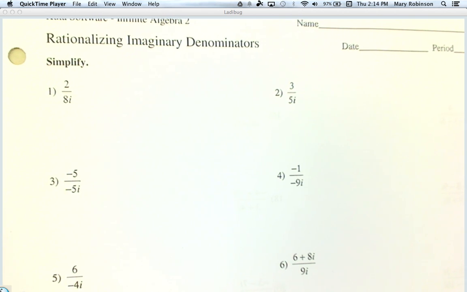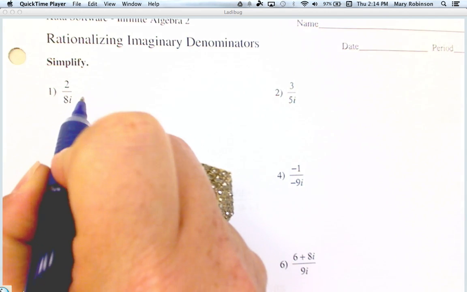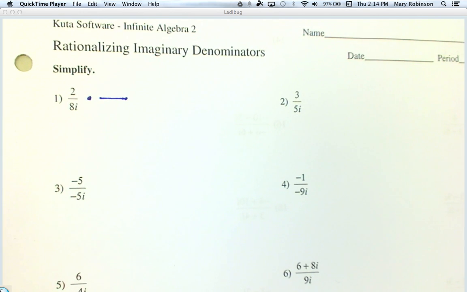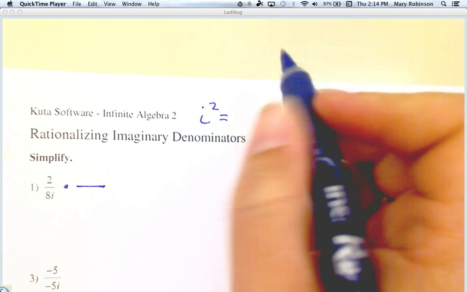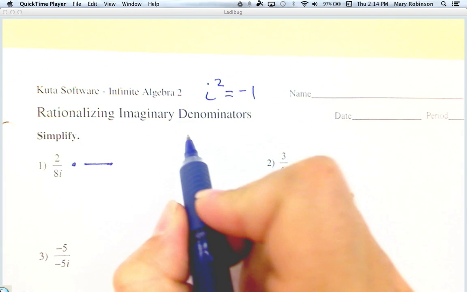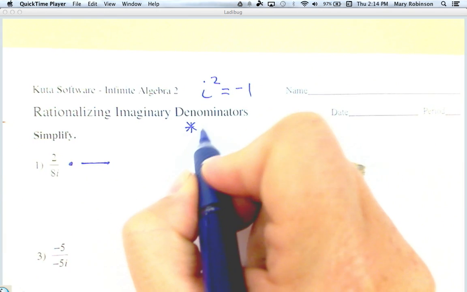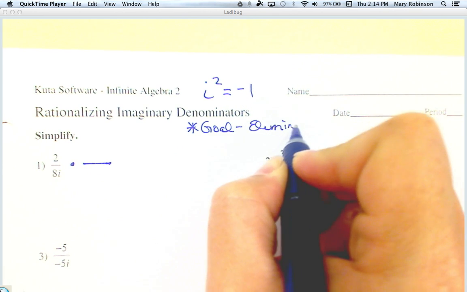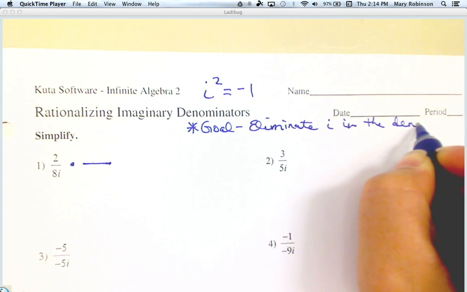When we rationalize the denominator, we're trying to eliminate something. Remember in class I told you that we need to use the conjugate to do that. The prerequisite you need to understand first and foremost is that i squared is equal to -1. Remember, your goal is to eliminate i from the denominator. So keep that in mind.